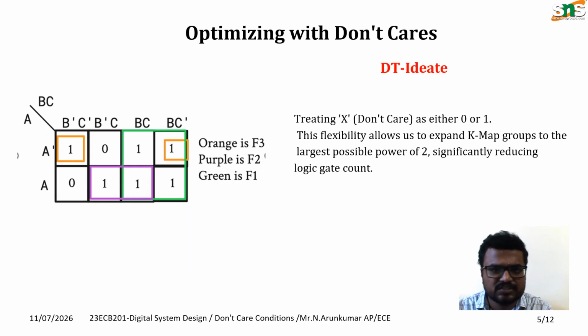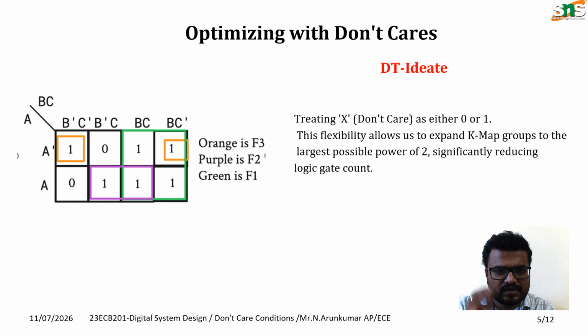Next is optimizing with don't care conditions. Here the optimizing table conditions are represented by 1, and the marked X value is 1. The green indicates 1, so the green is nothing but 1 1 1 1. The four combinations have been marked in green color, and it is indicated as F1. And the purple color is F2. The purple is nothing but 1 1.